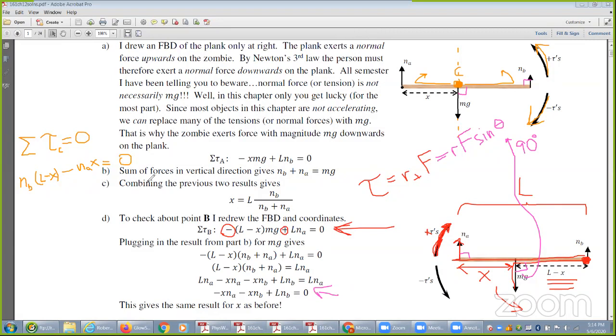That's it. And notice this gets you to there without even having to do forces. So sometimes if you pick the pivot point wisely, you don't even need to do forces. That's a lot of stuff.